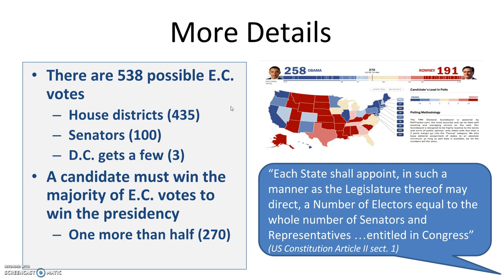There's an additional rule that if a candidate is going to win the presidency, they have to win the majority of the Electoral College votes that are available. That's one more than half. If you take 538 divided by 2 and add 1, you get 270. So watch the news on any election night, and one of the big numbers that you'll see the media talking about is 270. That's the number of Electoral College votes that a candidate has to win in order to be president.